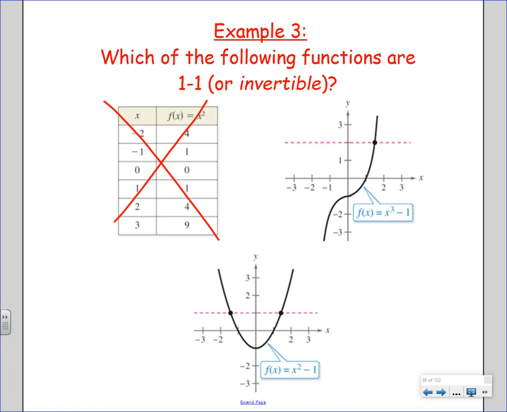So not all cubics are going to pass the horizontal line test. But all cubics without middle terms are going to be totally fine, and even some with middle terms will be fine as well. Yeah, so it's 1 to 1, and it's invertible. You guys already know the last one, right? It totally fails the horizontal line test.